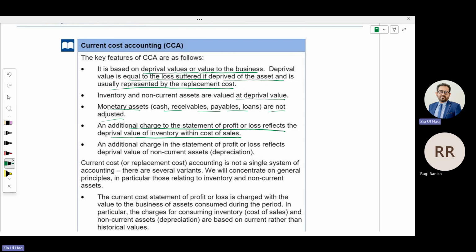Because now we are recording everything according to current market value. An additional charge in the statement of profit or loss reflects the deprival value of non-current assets, depreciation as well. As per current value, the depreciation will be different from what we calculated in the previous question. Current cost or replacement cost accounting is not a single system of accounting. There are several variants, but we will concentrate on the general principle. In particular, these relate to inventory and non-current assets.